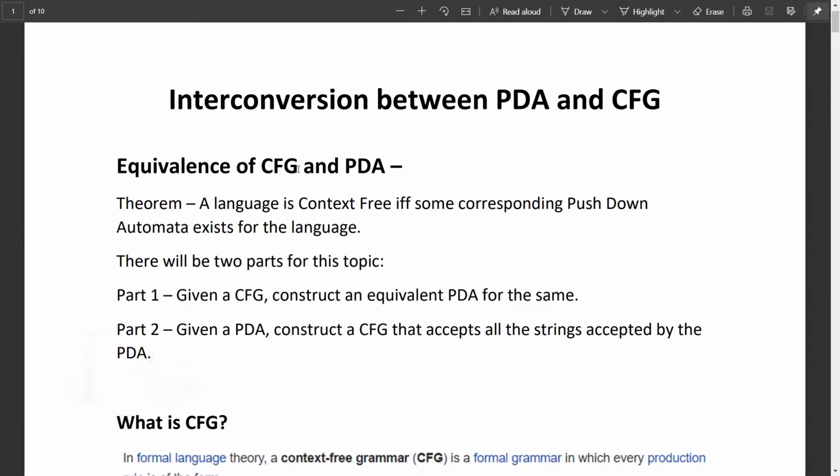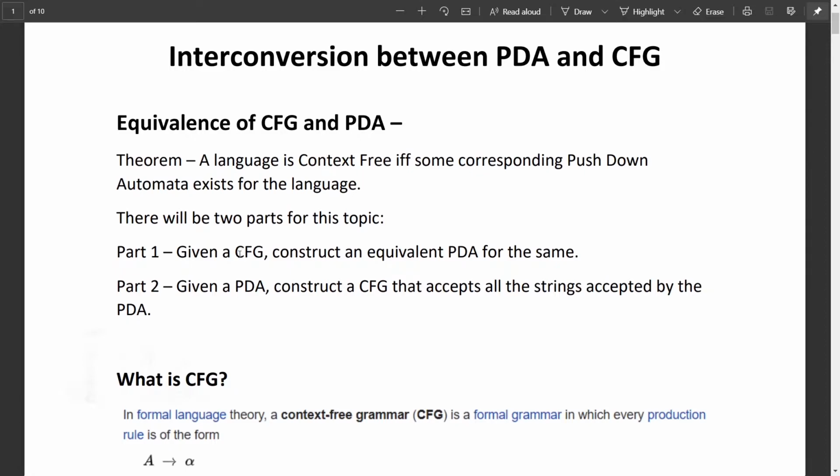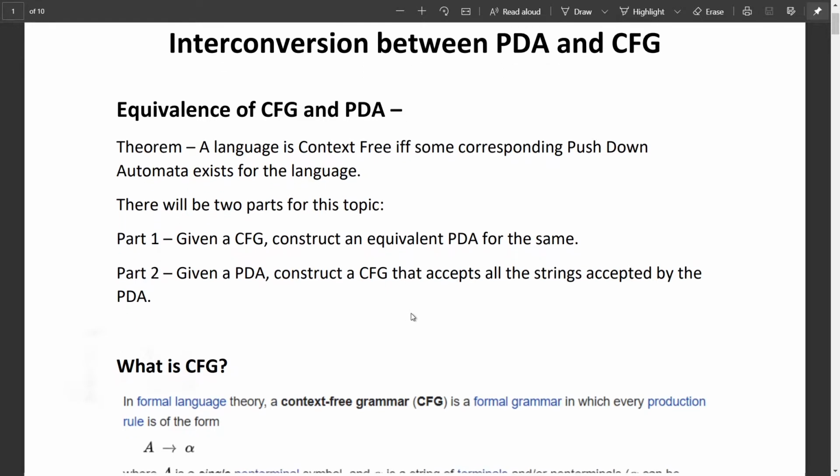So, what is equivalence of CFG and PDA? A language is context free if and only if some corresponding push-down automata exists for that language. There will be two topics in this video. First, we'll convert a given CFG, that is the context-free grammar, into a PDA, and in the second part we'll do the opposite.